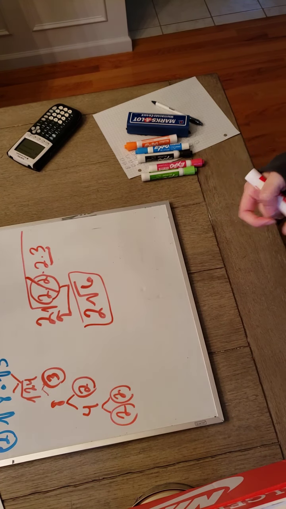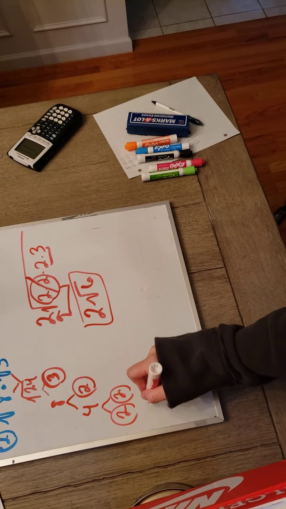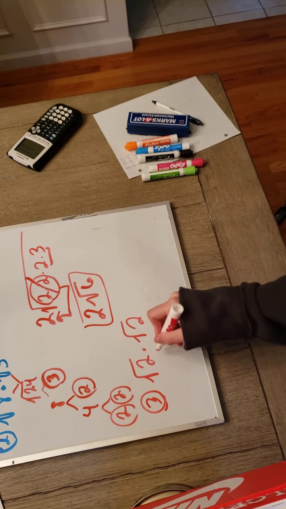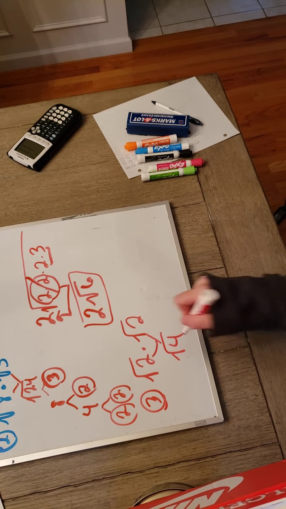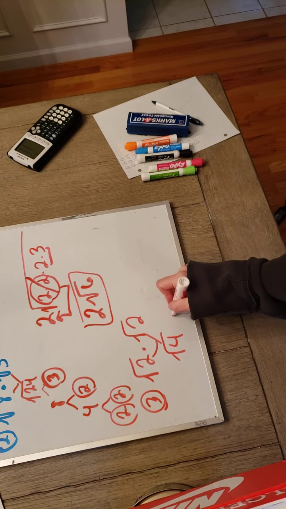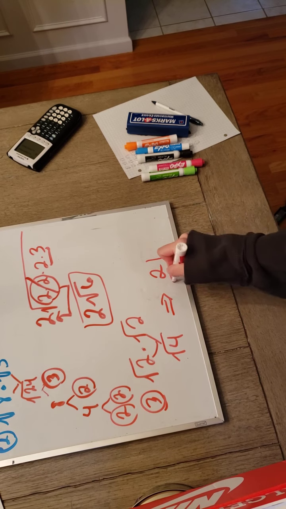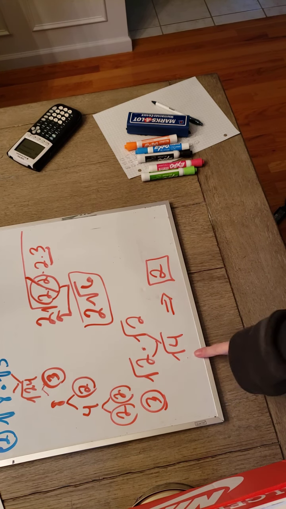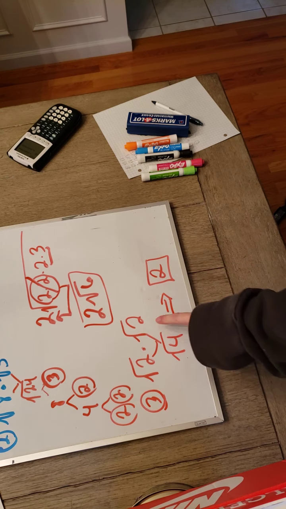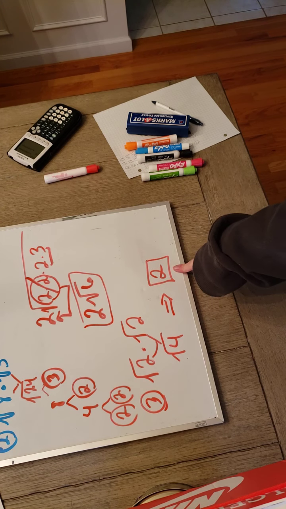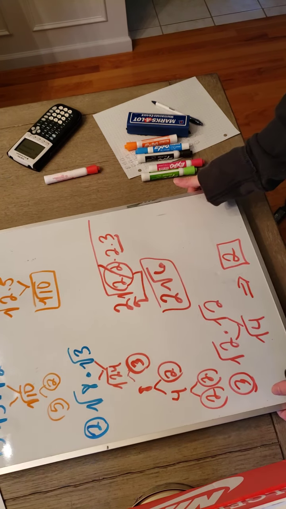The next one that was on this board was root 2 times root 2, which gives us the square root of 4. You should automatically know that 4 is a perfect square. The square root of 4 is 2, so my answer is 2. Remember, when you take the square root of something, the radical sign goes away, which is why it's just 2, not 2 with the radical on it.